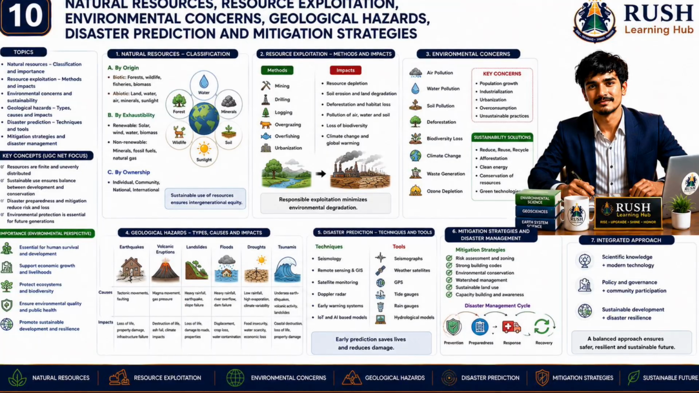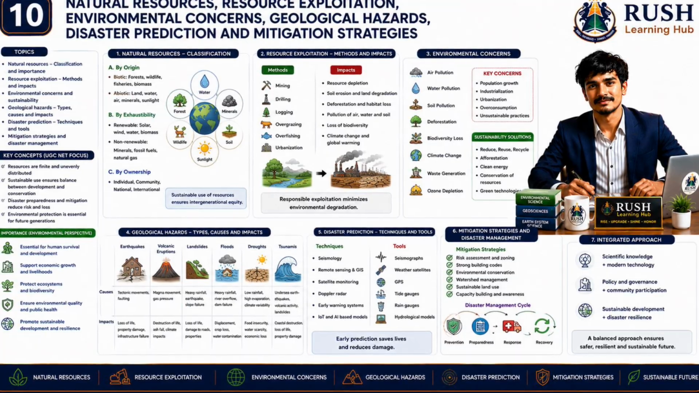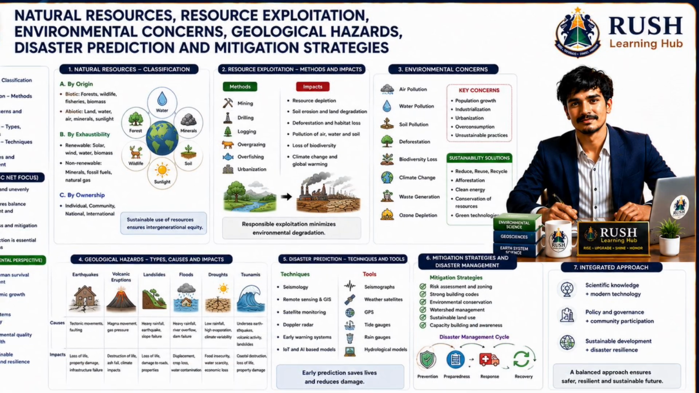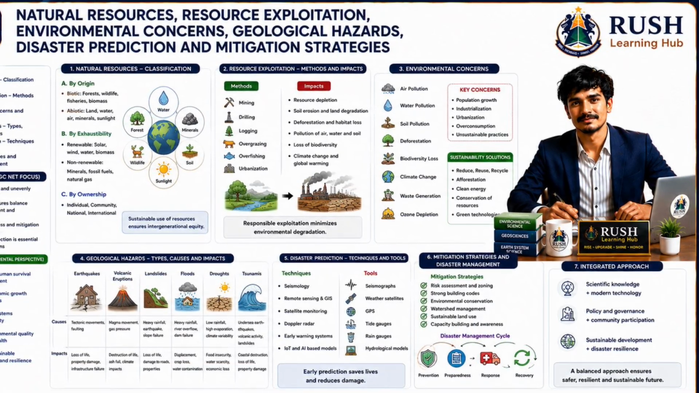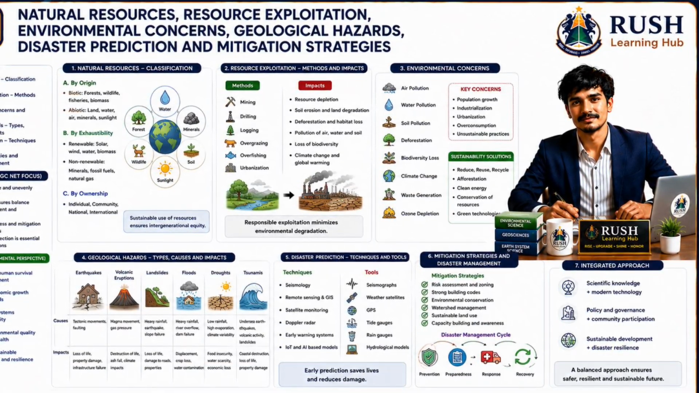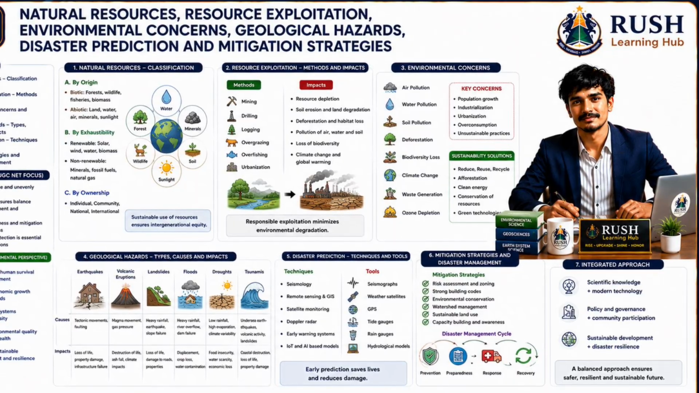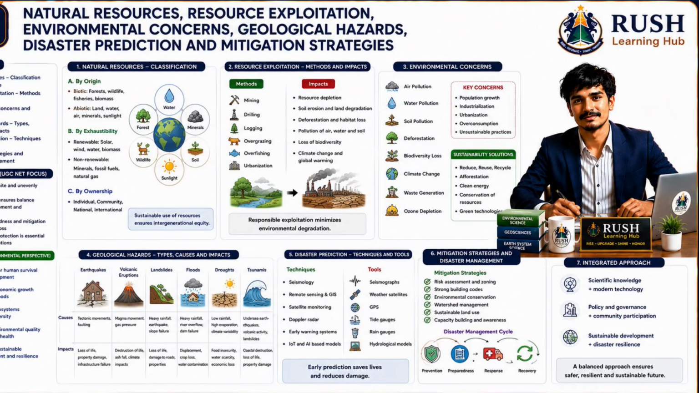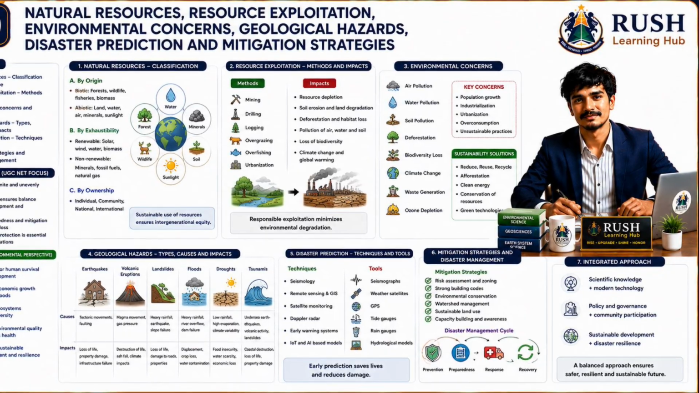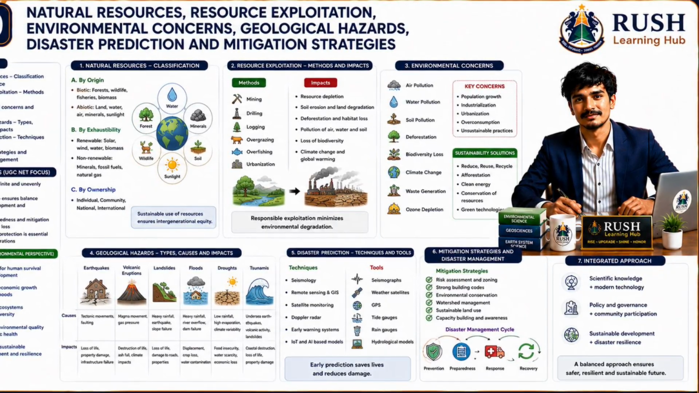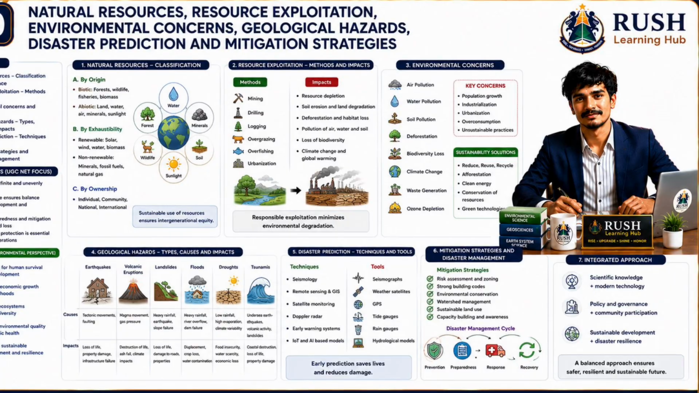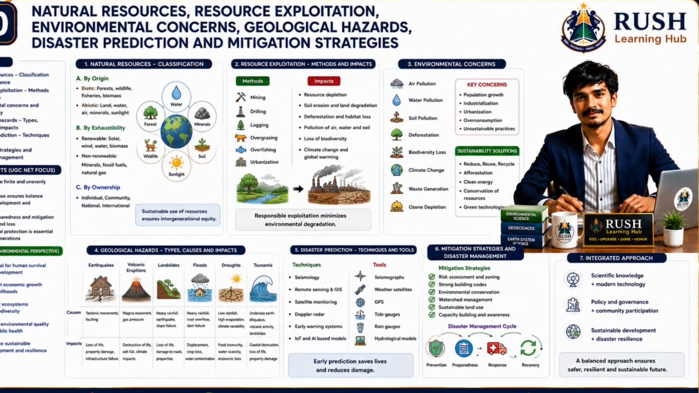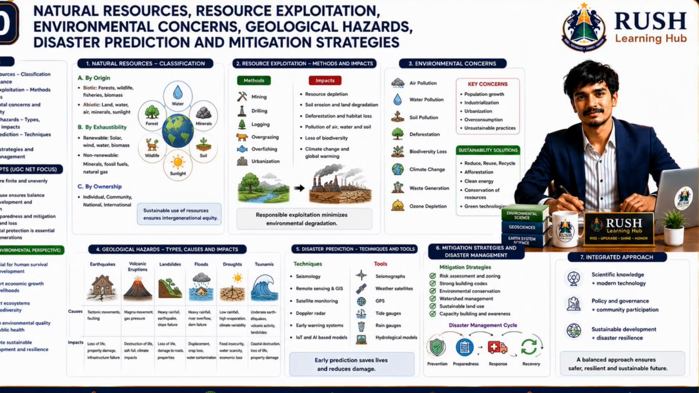Drought is a prolonged period of deficient rainfall leading to water scarcity and reduced agricultural productivity. Arid and semi-arid regions of India are especially vulnerable to droughts. Avalanches are rapid movements of snow and ice down mountain slopes. They are common in the Himalayan region and pose serious threats to human life and infrastructure.